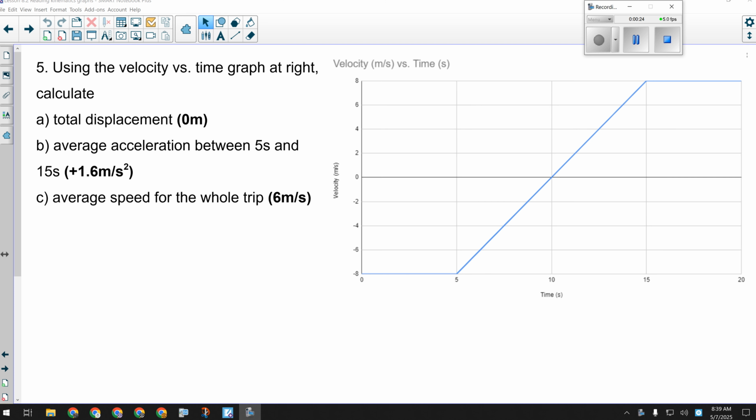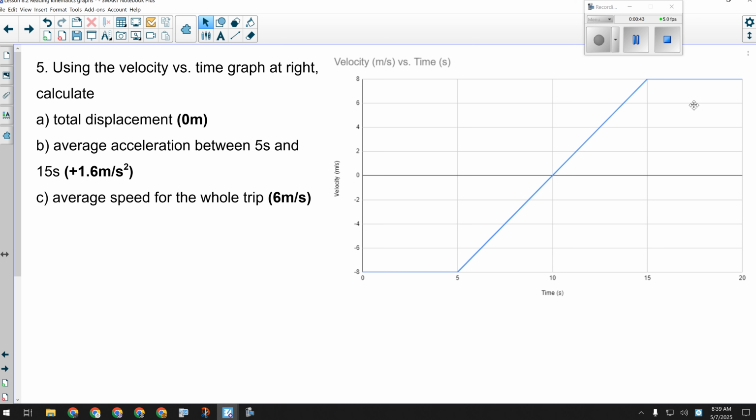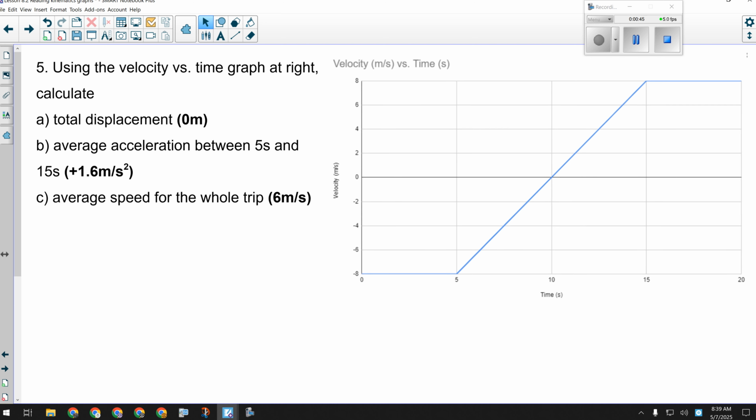What does the object do for the first 5 seconds of this graph? It's not staying still. This is a velocity time graph. It's moving at a constant velocity of -8 meters per second, and it does that for 5 seconds. What's the last thing it does? +8 meters per second for 5 seconds.